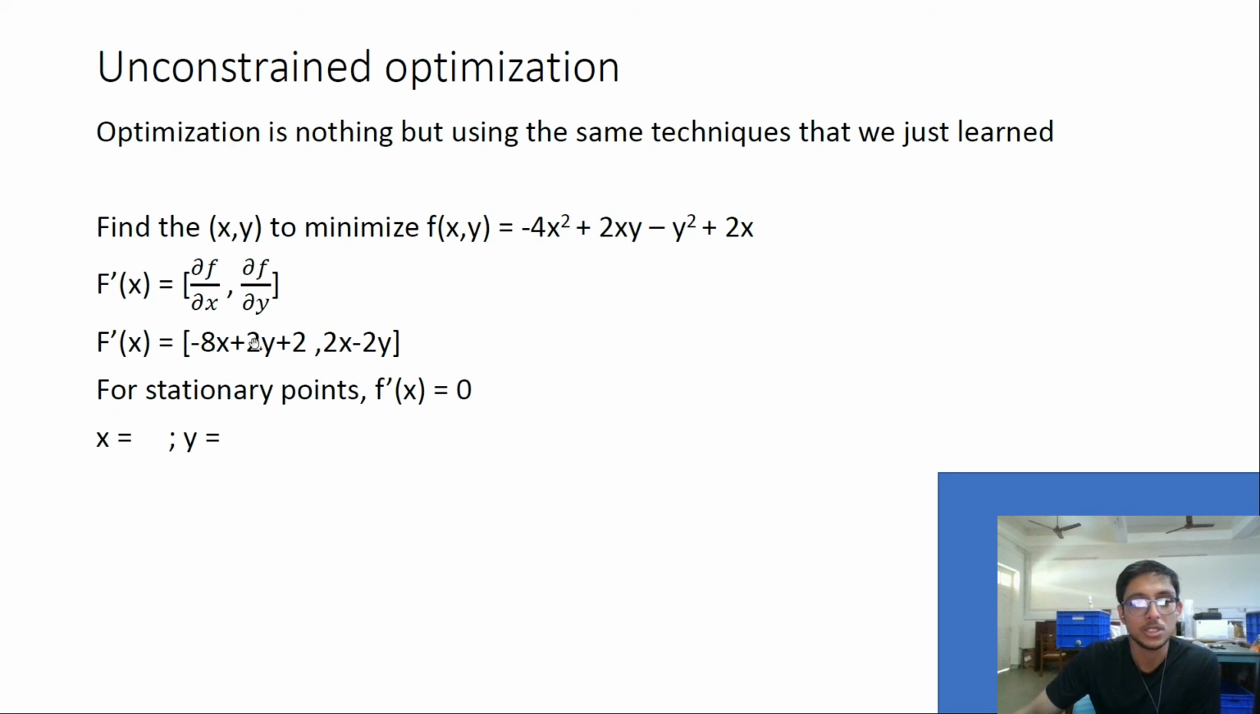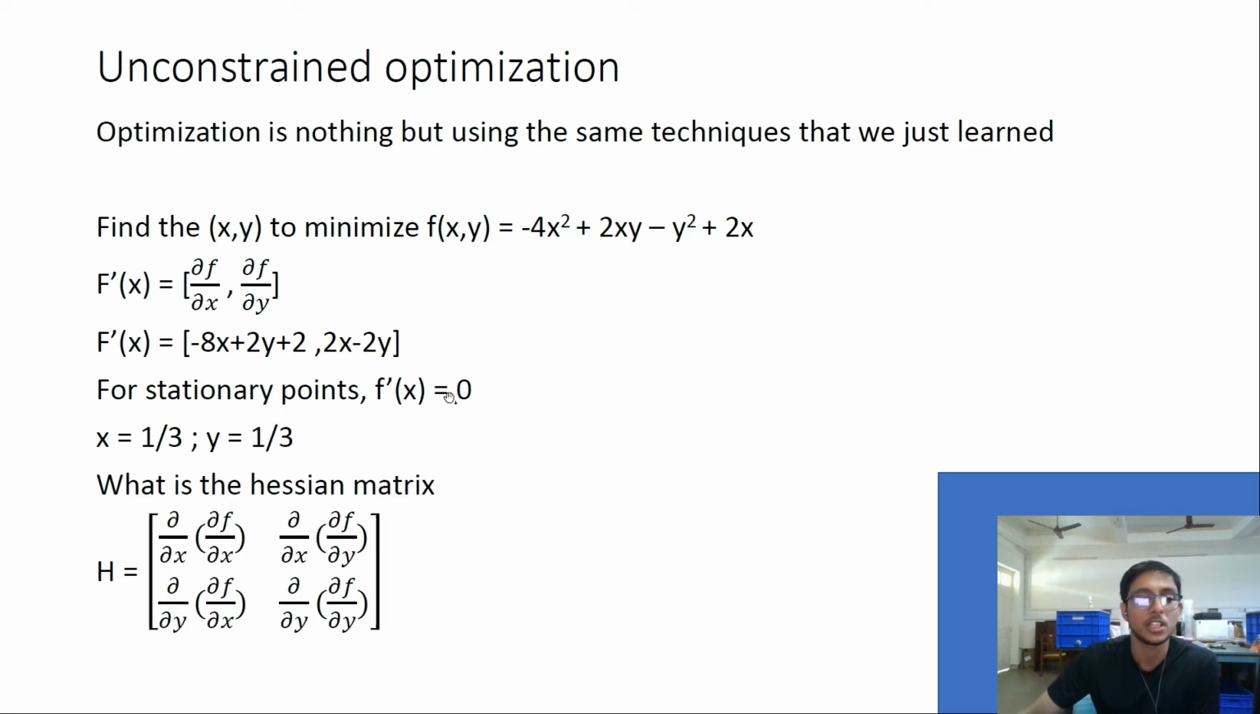to make this particular vector or matrix equal to 0, we put each element equal to 0. So when we do this, we will get x is equal to y, and then we just put it in and make it equal to 0. You will get x and y both as 1 by 3, 1 by 3. Now let's check the nature of this Hessian matrix.